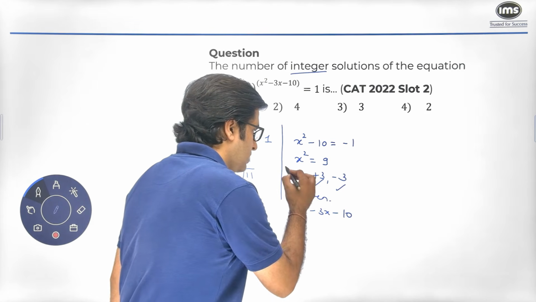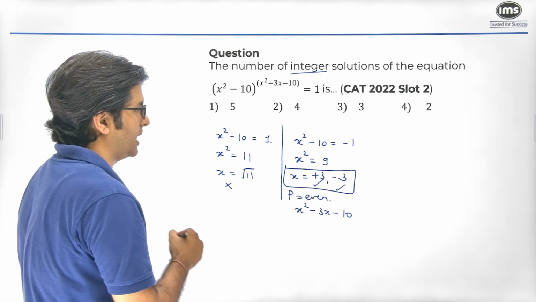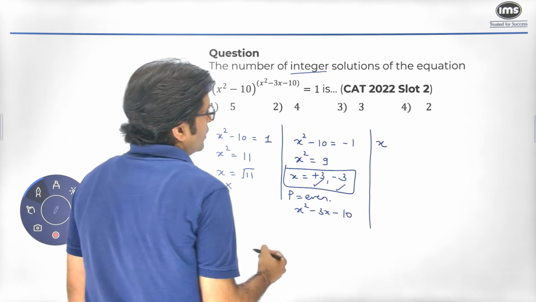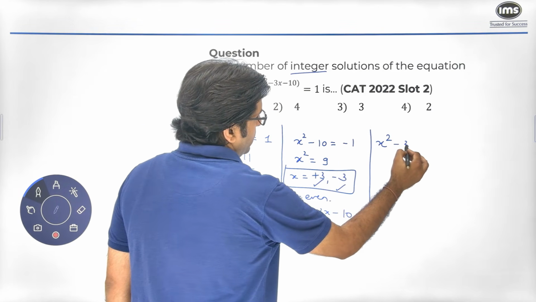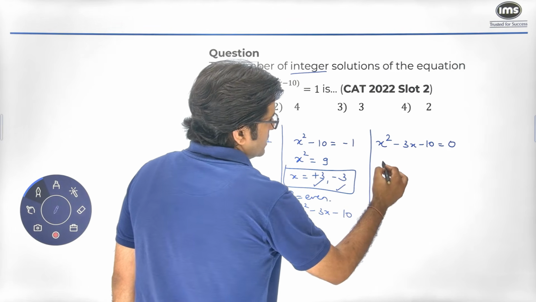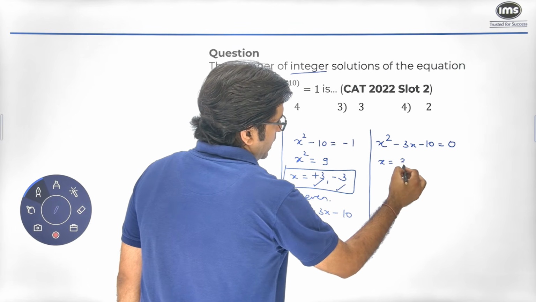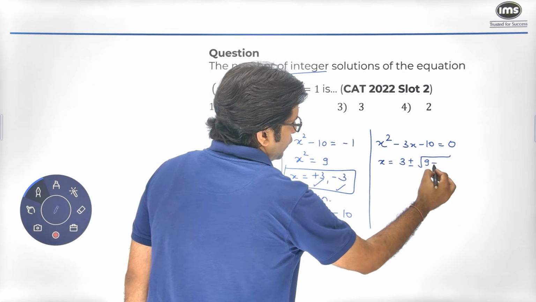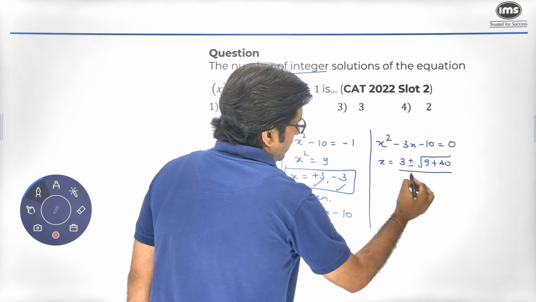This is also acceptable. So both of them are acceptable solutions for the second case. And very quickly, the third case is simply putting the power equal to 0. So we have x square minus 3x minus 10 is equal to 0. Let's quickly simplify this. So we'll have x equal to 3 plus minus under root b square, which is 9 minus 4ac. So that becomes 40 divided by 2.